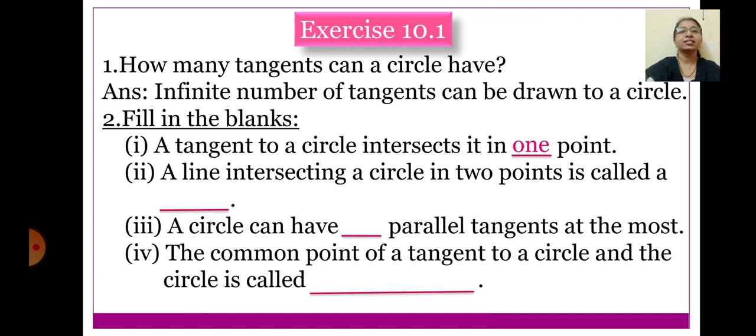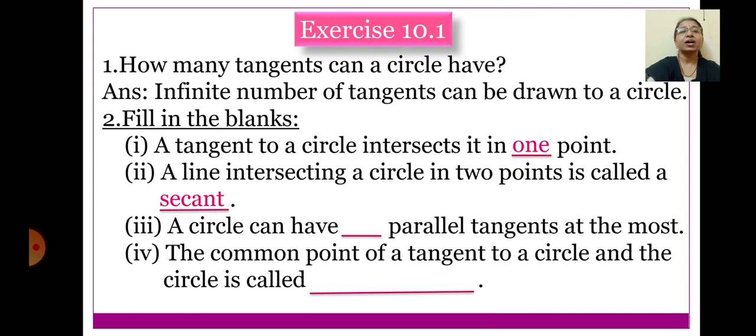Second, fill in the blanks. A line intersecting a circle in 2 points is called a dash. So this also we have already discussed. The line in the plane of the circle which intersects the circle in 2 distinct points is called a secant. Right?